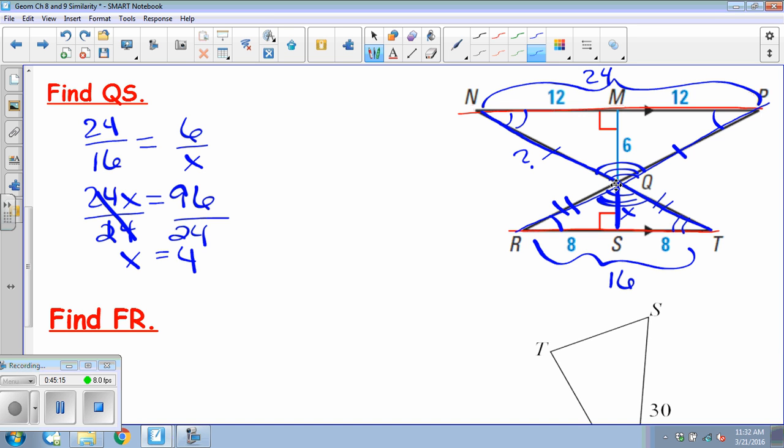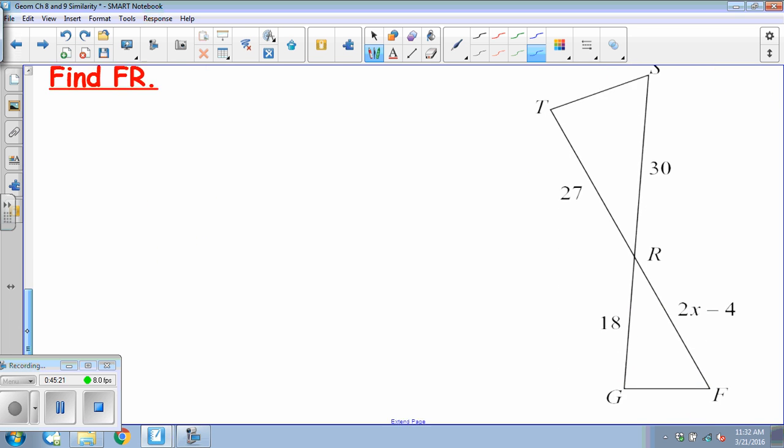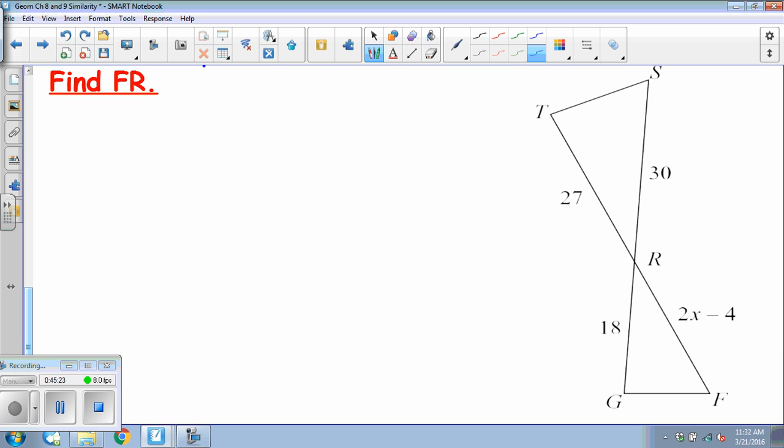Any questions? So QS equals 4, all right? Now, try this one. Try that one. Same idea. You have to figure out what to set up to what.